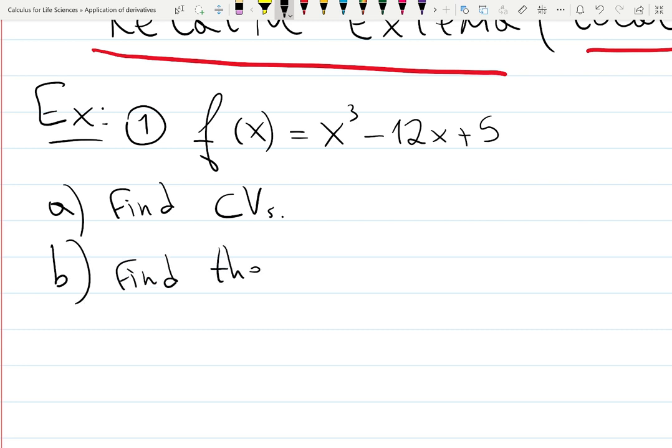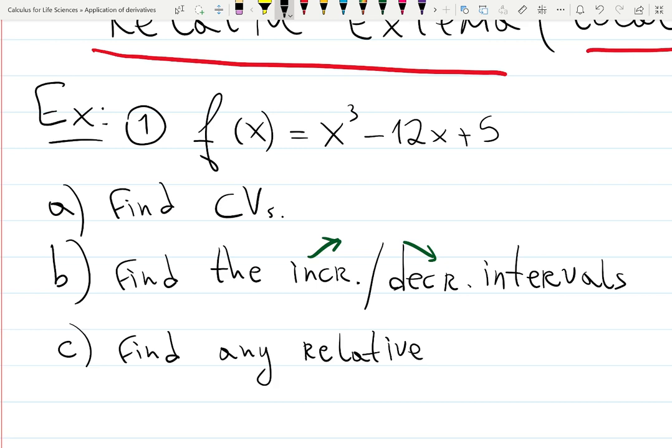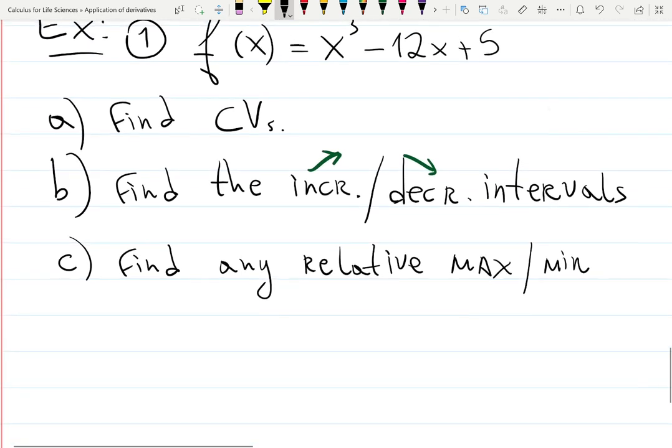Then B, find the increasing and decreasing intervals, where the function is increasing or decreasing, going up or going down, right? And then C, find, if any, relative or local max and min. There might be none, maybe it's like a flat curve, but it's a cubic function.